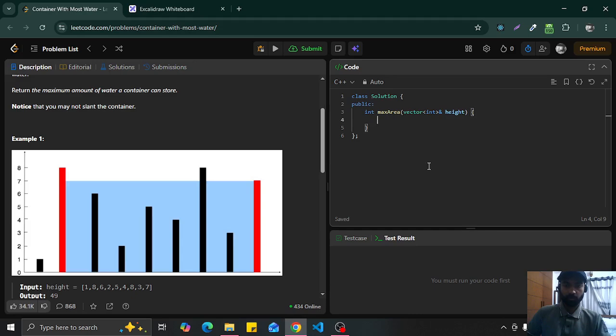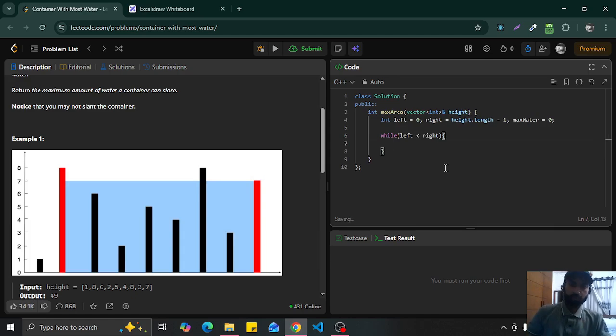Okay, so we will get two pointers here. Left is going to be 0, right is going to be the length of height minus 1, and the maximum water count, max water, is going to be 0. Now let's meet in the middle.